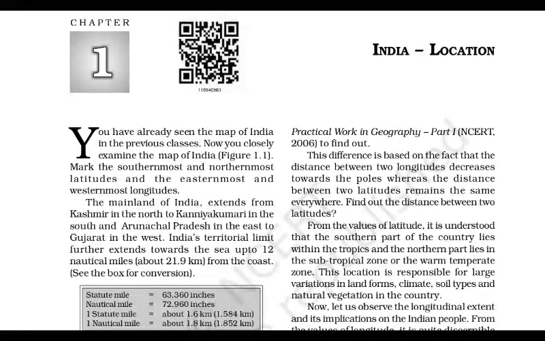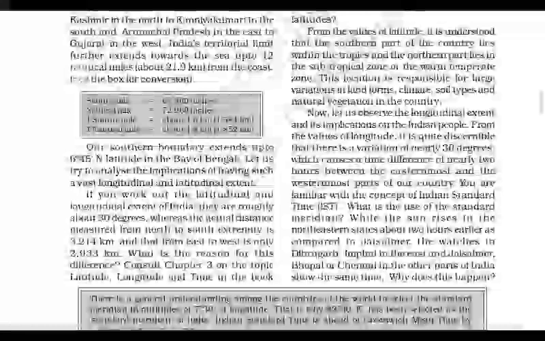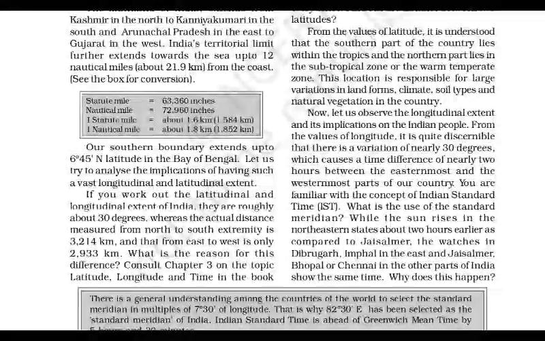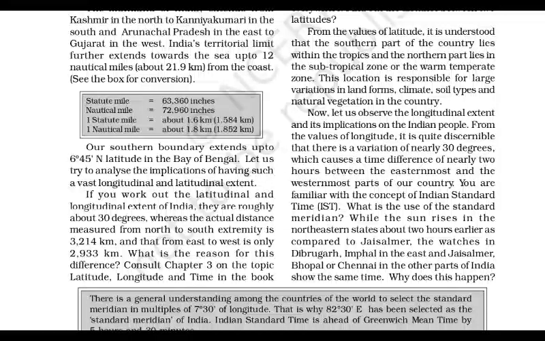The mainland of India extends from Kashmir in the north to Kanyakumari in the south and Arunachal Pradesh in the east to Gujarat in the west. India's territorial limit further extends towards the sea up to 12 nautical miles, that is about 21.9 kilometers from the coast. Our southern boundary extends up to 6 degree 45 minute north latitude in the Bay of Bengal.